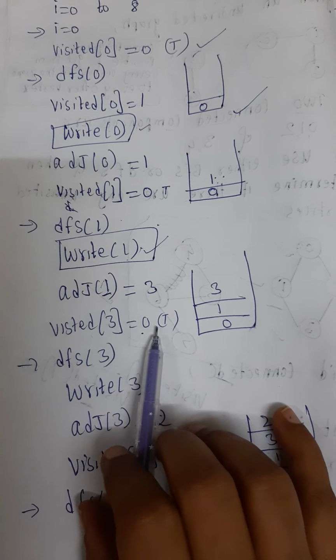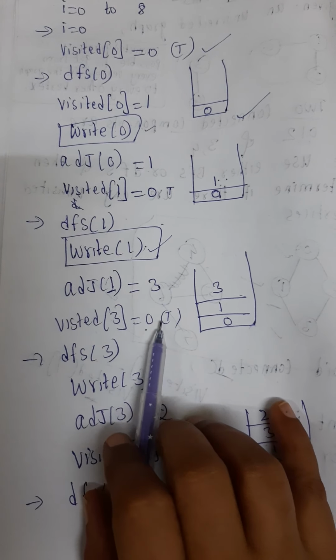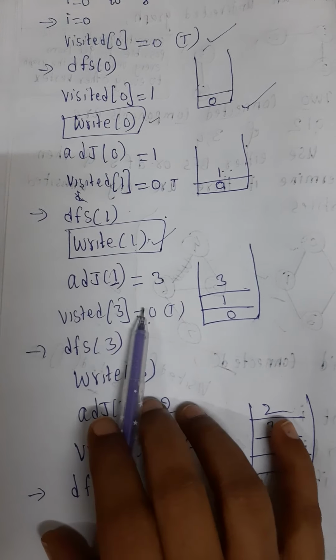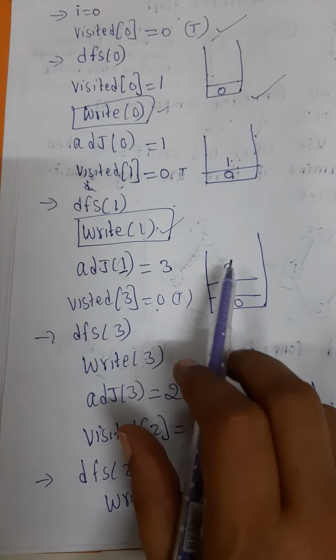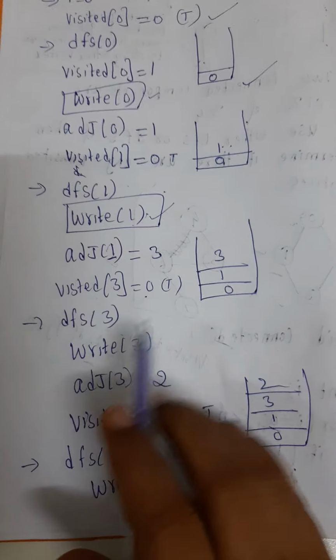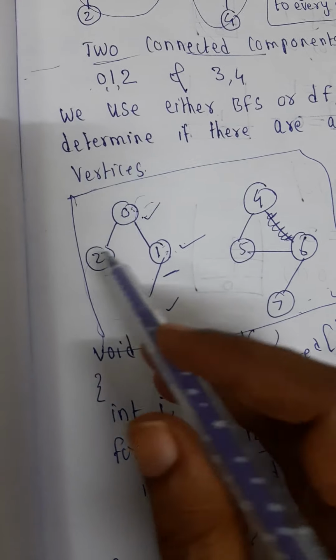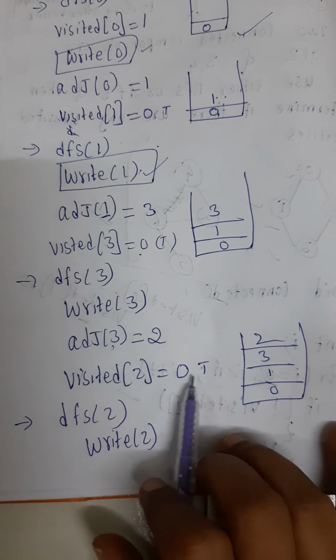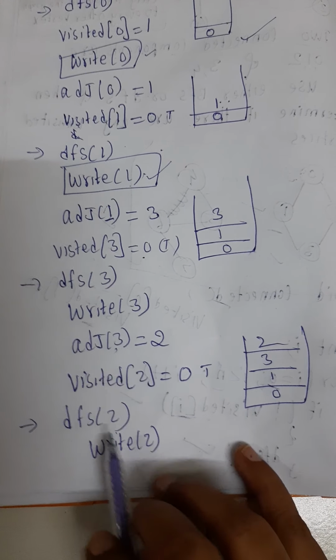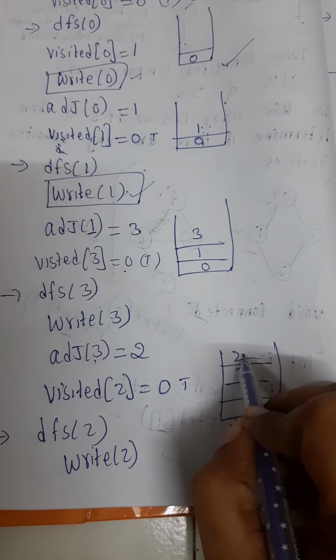It is 3. So adjacent vertex of 1 is 3. Now visited of 3 is 0. We have initialized it, right? So it is true. So again you are calling DFS of 3 and you are writing 3. So 3 is pushed onto the stack now. Now again, adjacent vertex of 3. What is adjacent vertex of 3? It is 2. It is 0, true. So you are calling the DFS of 2 and you are writing 2 onto the stack.